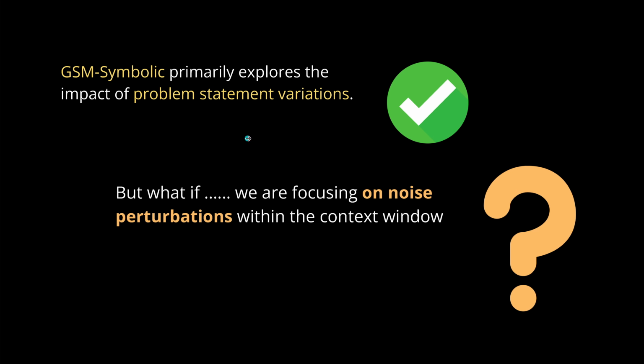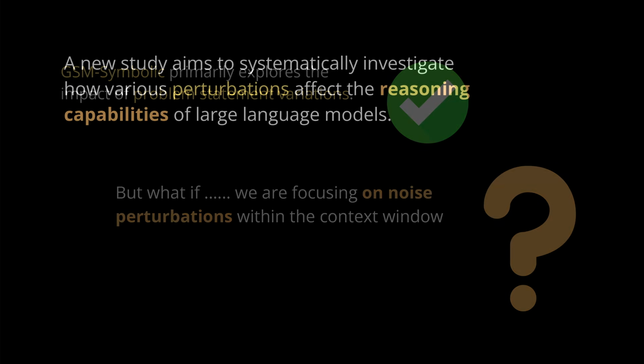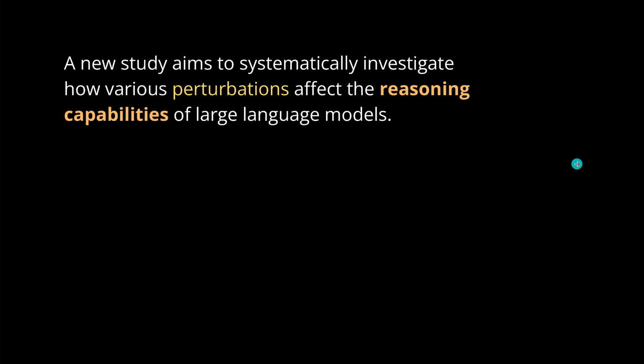But what if, and now just a question, a very innocent question, what if we are focusing on noise perturbation within the context window? So we don't go as far as Apple did to have a problem statement variation. No. We just add a little bit of noise to our prompt. Would this make any difference to our super hyper intelligent Llama 4 models or our large language models? And now this study aims to investigate how different perturbations affect the reasoning capabilities of LLMs.